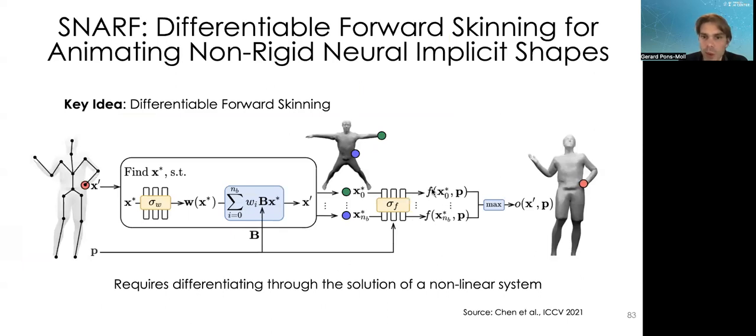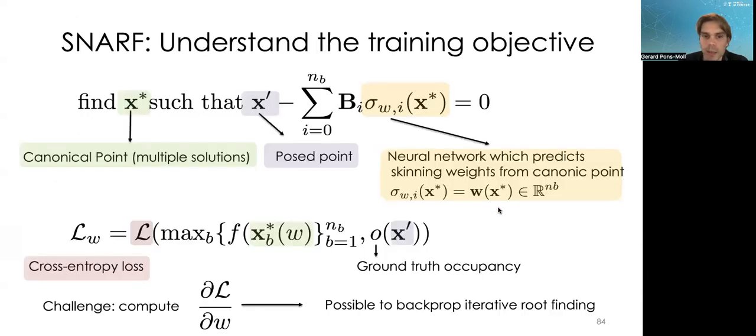All right, so go back to this. You take the max of all these predicted occupancies, one for each hypothesis of x0 until xnb, hypothesis of what could be the canonic point corresponding to this, and then you get the max. All right, so we need to minimize this cross entropy loss. And the challenge here will be to take the derivative of this loss, this cross entropy, with respect to these neural network parameters. And notice that x star is the solution of this system here, which is a nonlinear equation. And this is what is solved in the paper.